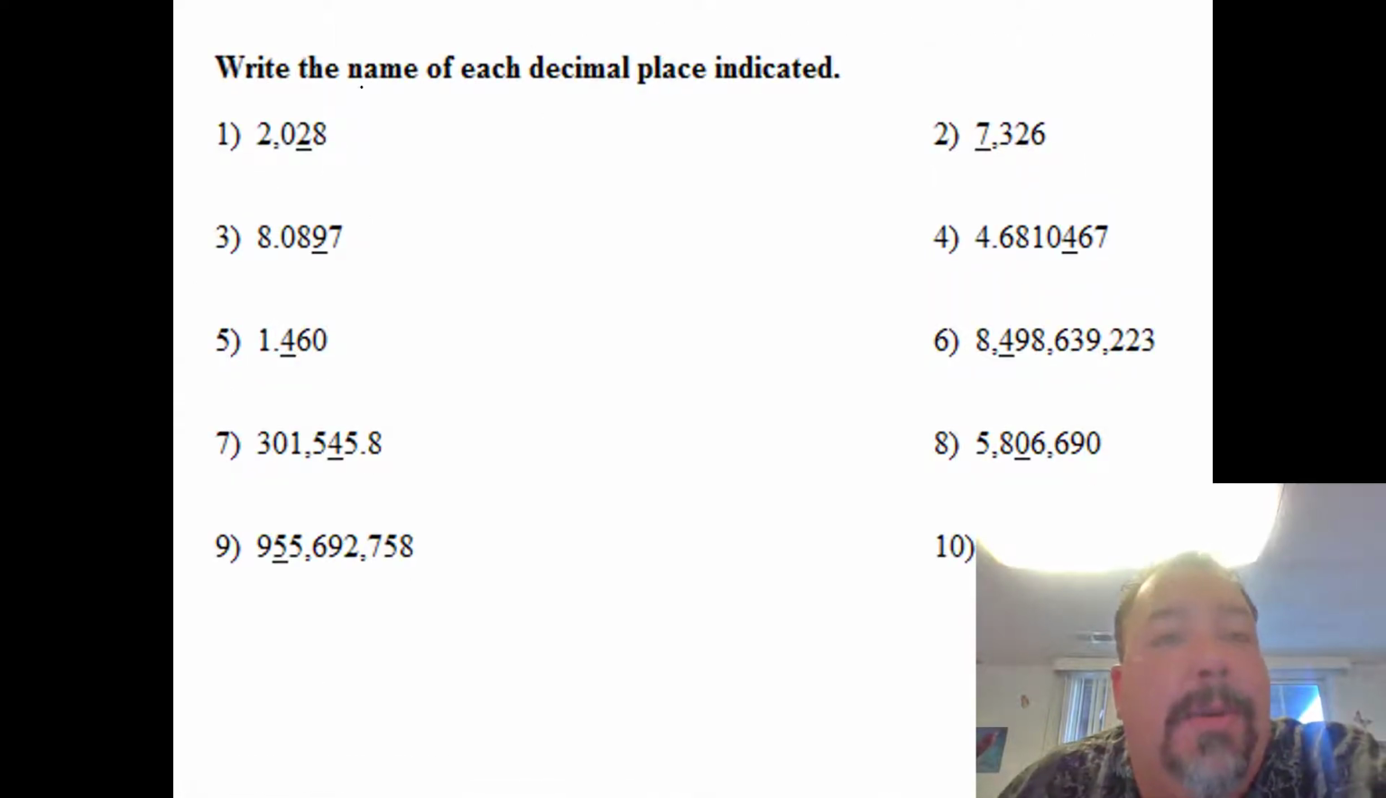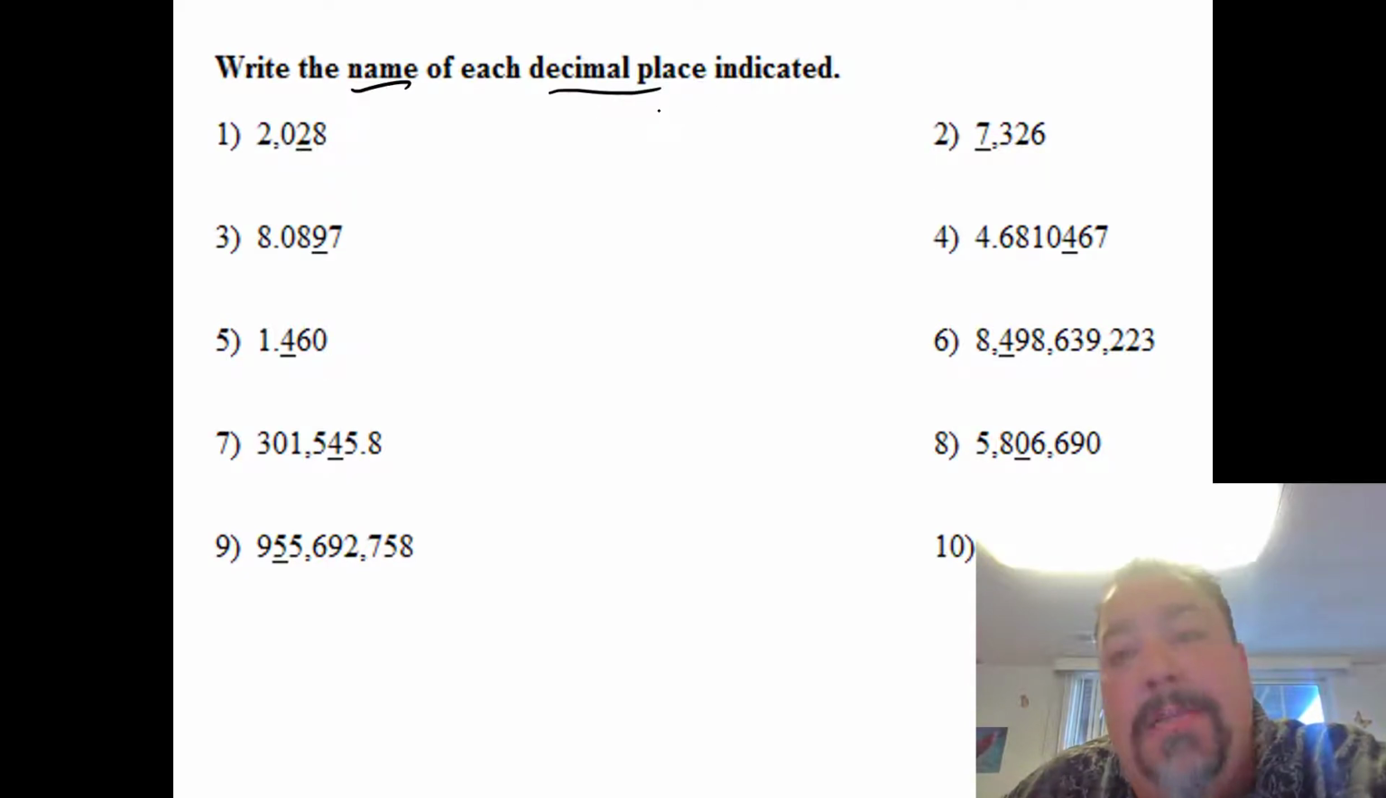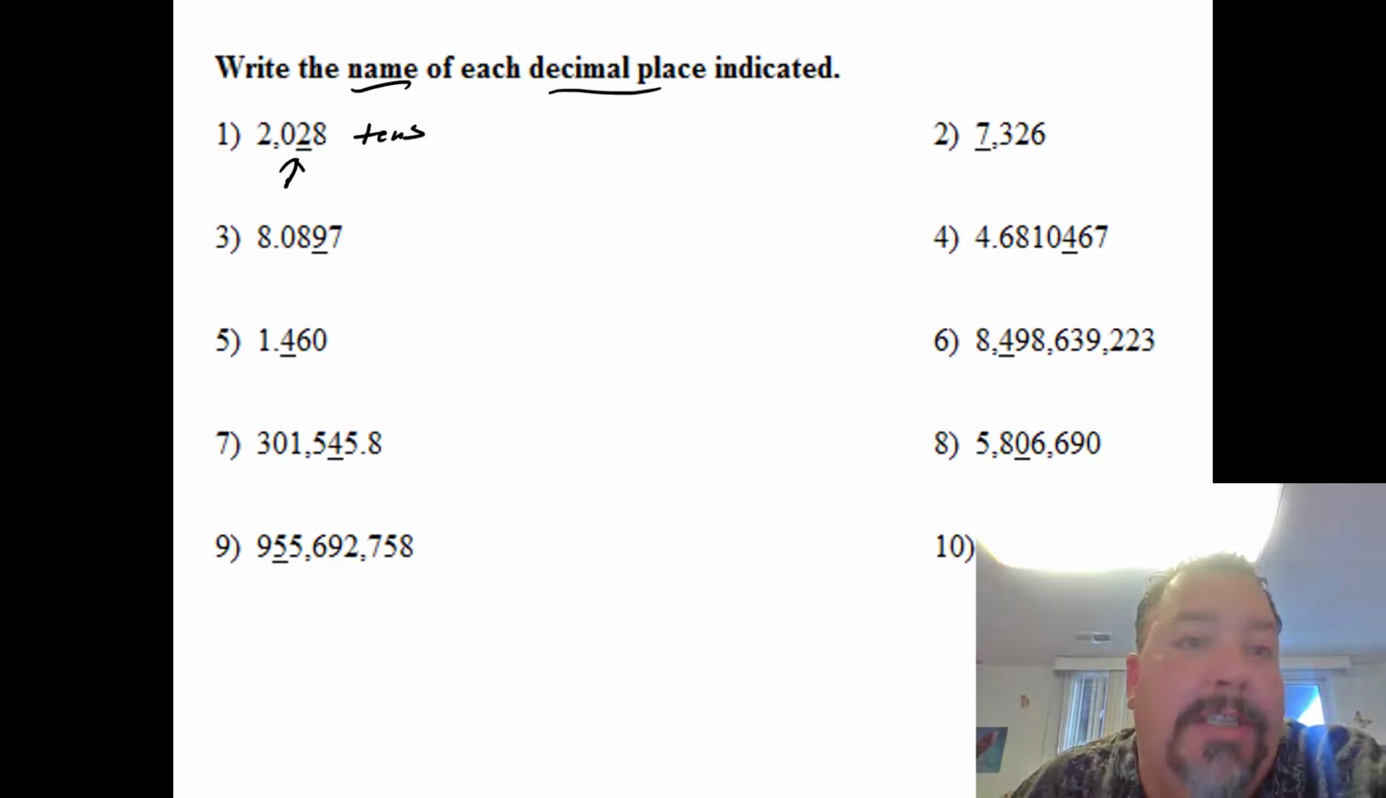So here's some examples where we have to name the decimal place, and then we're going to use this to round. So like the 2 here, that would be in the 10 spot. So as we go across here, we've got the ones, the tens, the hundreds, the thousands. The 2 that's underlined is in the 10 spot. For number 3, this 9, which decimal place is that in? Well, the 8 is in the 1 spot, and we go to the right, we've got the tenths, the hundredths. Remember, we start with tenths, hundredths, and thousandths. So this would be the thousandths place.